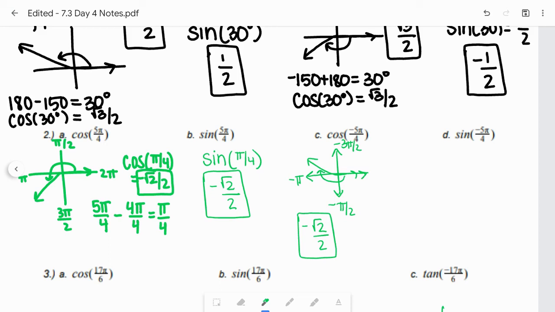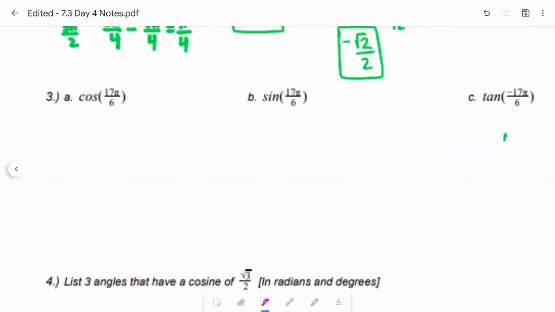And then we have sine of negative 5 pi over 4. So again, that's going to be pi over 4. When I am in the second quadrant, as we know from part C, then sine is positive. So my answer is positive root 2 over 2.